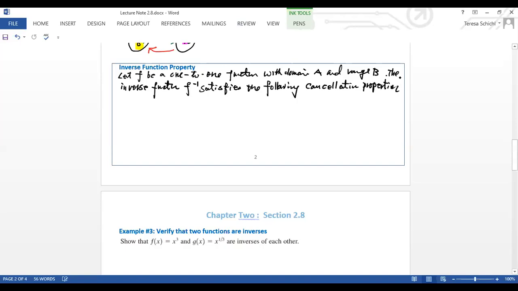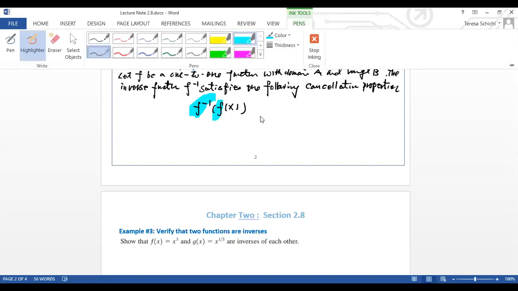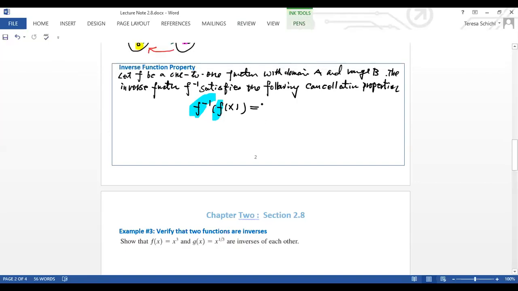So what are the cancellation properties here? That means if f inverse and f meet, I typically say the inverse and f are like enemies when they bump into each other. So here, f inverse and f see each other, and they just kill each other, so it will be x here. All right.